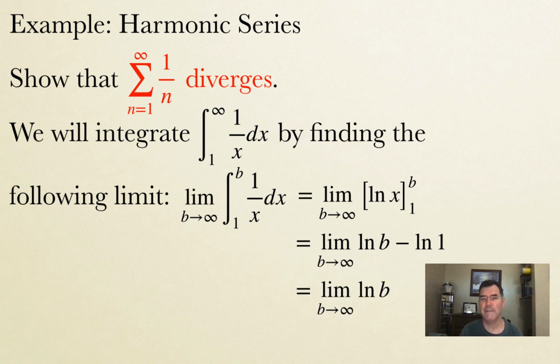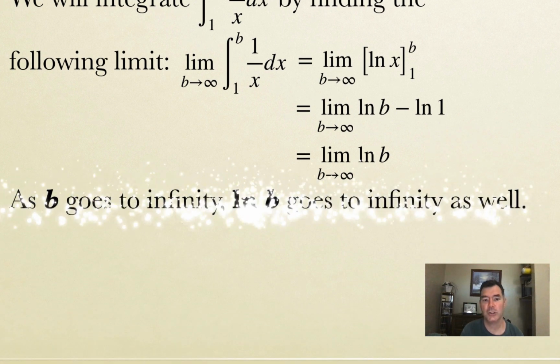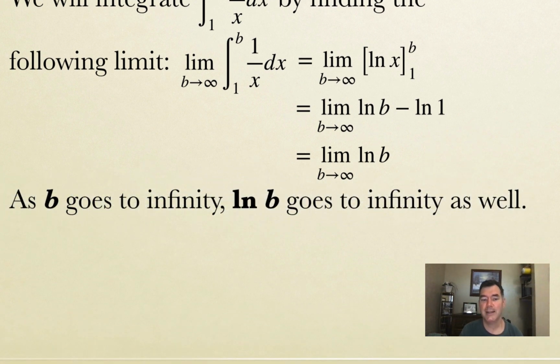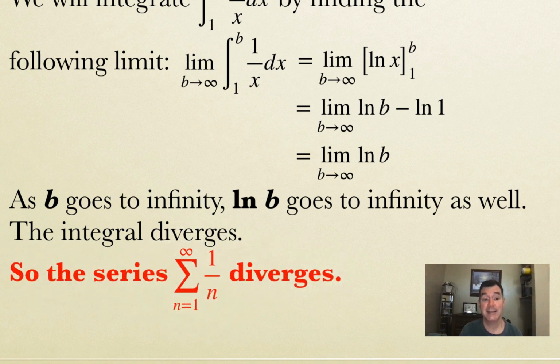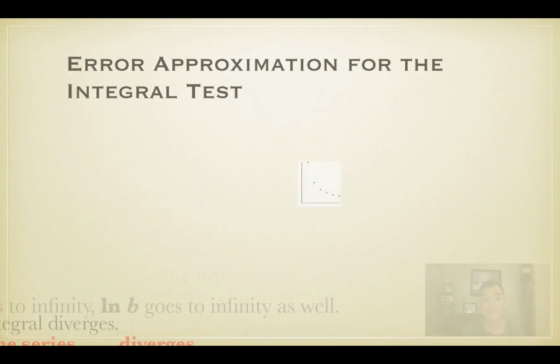But as b goes to infinity, if you remember what the natural log function looks like, the natural log of b goes to infinity as well. There's no bound to how high it's going to go. So that integral does diverge. And so according to the integral test, the series diverges as well.